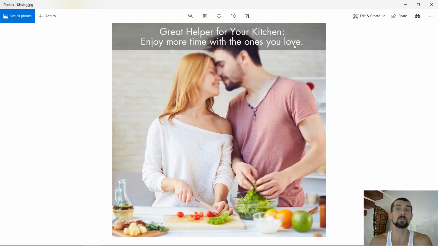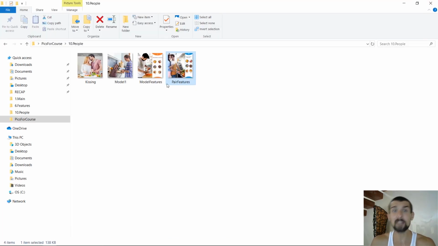Enjoy more time with the ones you love. So it's really nice to position your pictures in different ways. Just know your audience. Lifestyle pictures with people are very important. I use people in all of my listings because I think it's just better for conversions. People see themselves in other people.